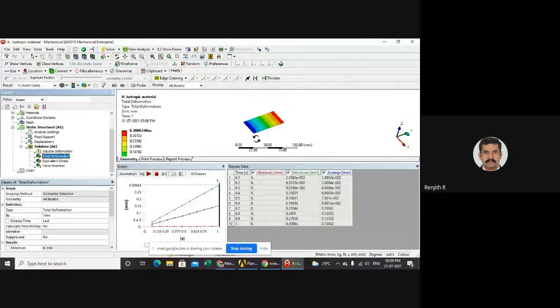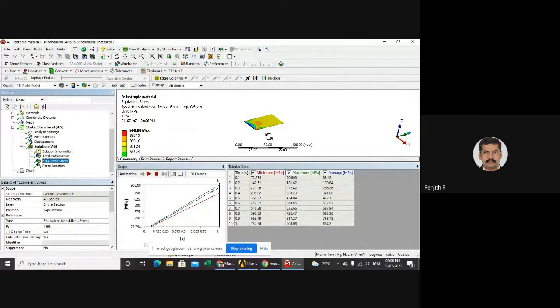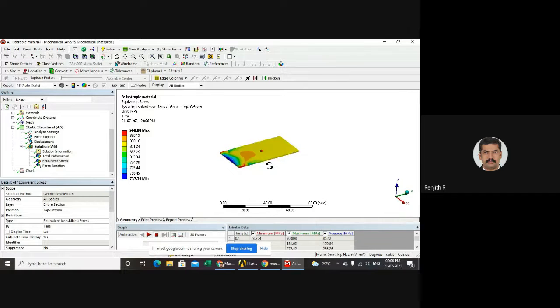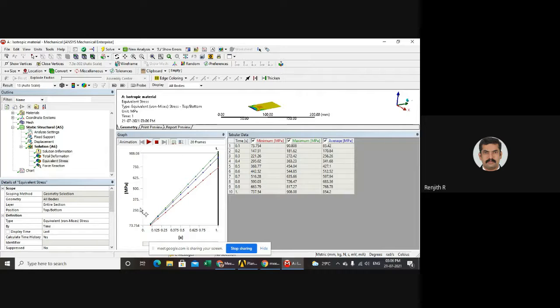So this is it. This is actually the total deformation and equivalent stress for an isotropic material. You can see this is how we calculate the failure for the material. To calculate the failure, we will go for a failure criterion named the von Mises failure criterion. That is the equivalent stress criterion, where, if you look at the graph, you can see the stresses increased from 73 to 908 MPa, and it's steel.